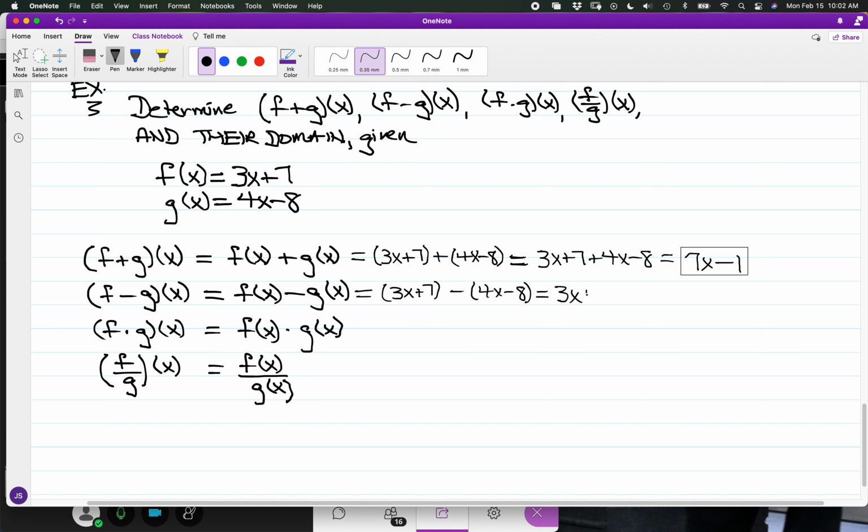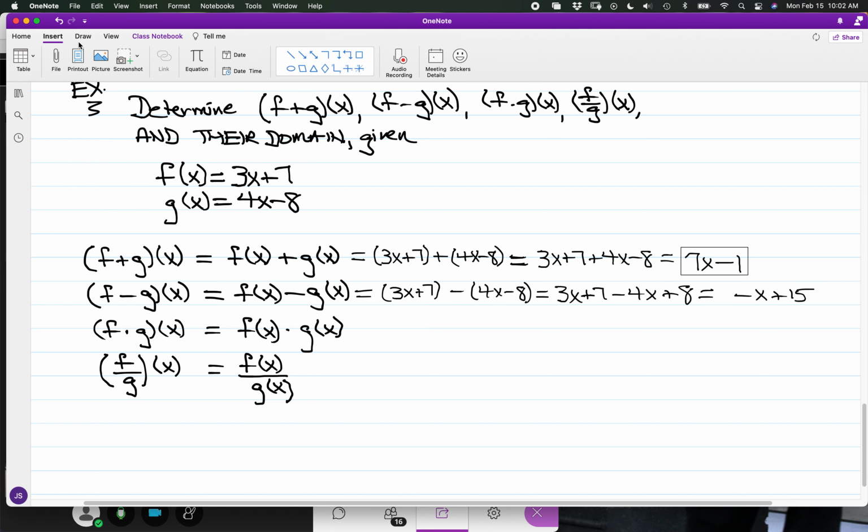So once I remove parentheses, we still have 3x plus 7, but taking out the parentheses surrounding g of x, both 4x and negative 8 will be affected by the subtraction in front. So 4x becomes negative, and the subtraction of 8 changes over to addition. So we have 3x minus 4x, which will be a negative x, and we have 7 plus 8, which comes out to 15. So the difference of functions comes out to negative x plus 15.